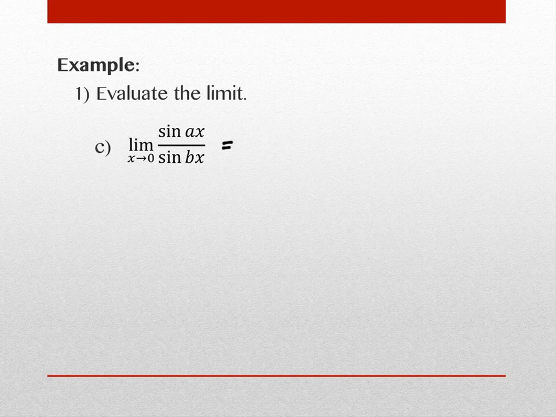If I put 0 in for x, what is the sine of 0? Because A times 0 would be 0. What's the sine of 0? It's 0. And I actually have sine of 0 on the bottom as well, right? So I've got 0 over 0. So it is, in L'Hopital's terms, an indeterminate form, so I can use L'Hopital's rule. Okay, all good?